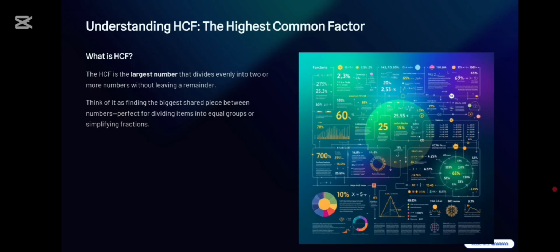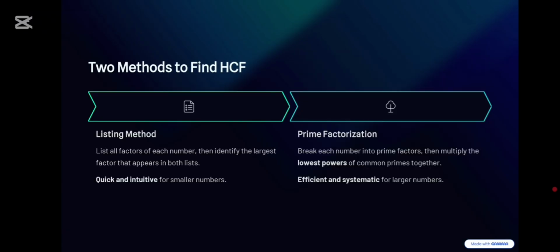So now, what is the highest common factor? The highest common factor is the largest number that divides evenly into two or more numbers without leaving a remainder. So we are talking about the largest common number. In simple terms, think of it as finding the biggest shared piece between numbers, perfect for dividing items into equal groups or simplifying fractions. That is what the highest common factor is.